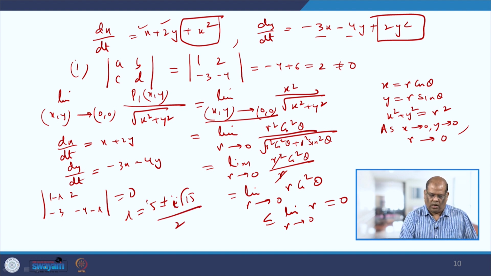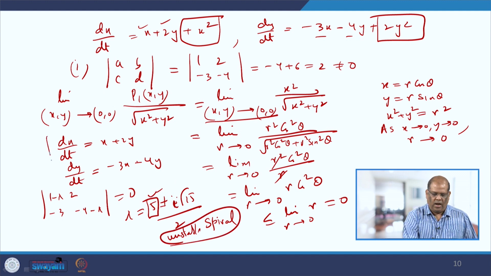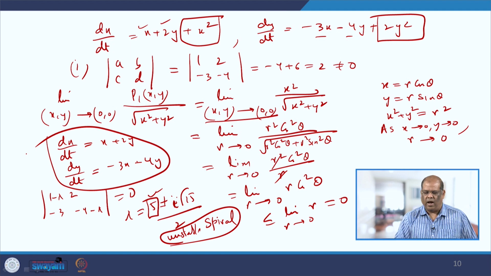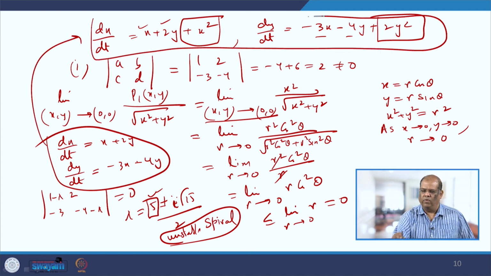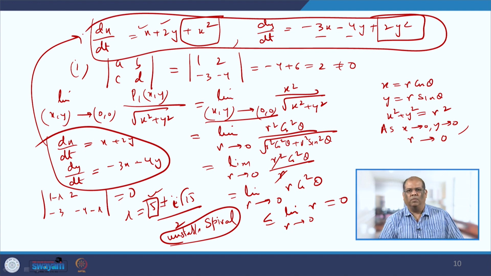So, these are imaginary values with positive real part, and hence it is a spiral, and an unstable one because this real value is positive. So this linear system gives you an unstable spiral, and we conclude that the nonlinear system will also give you an unstable spiral. So that is how your theorem has been explained with the help of an example.